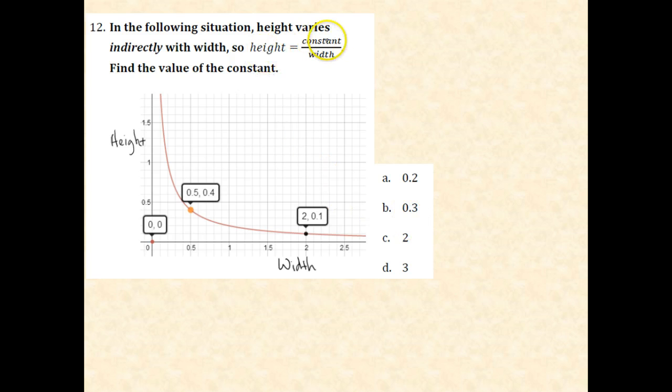Here my height is a constant divided by the width. So my constant I would get by multiplying both sides by the width. So I get constant equals the width times the height. So I can pick any point and just multiply the width times the height. So 0.5 times 0.4, or 2 times 0.1. Either way, I'm going to get 0.2.